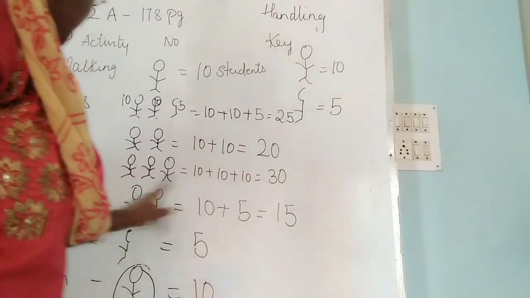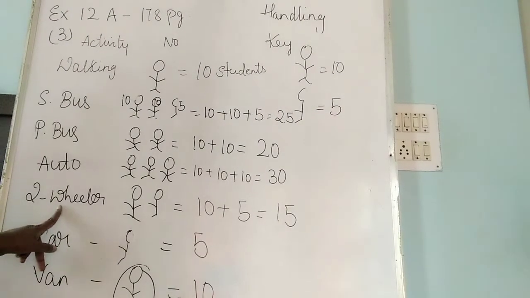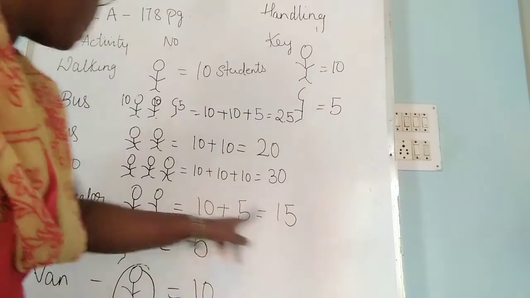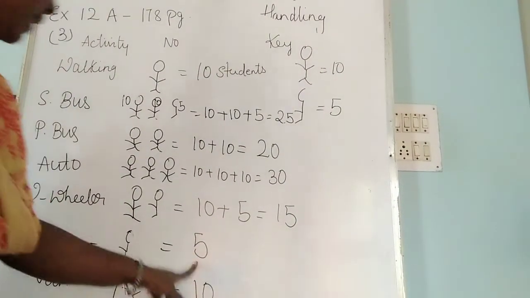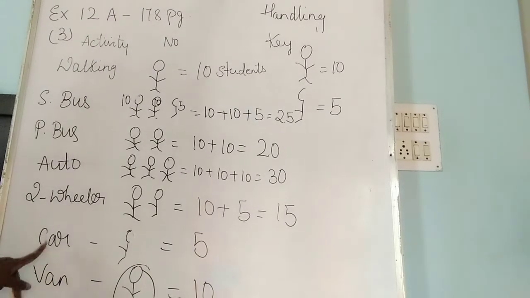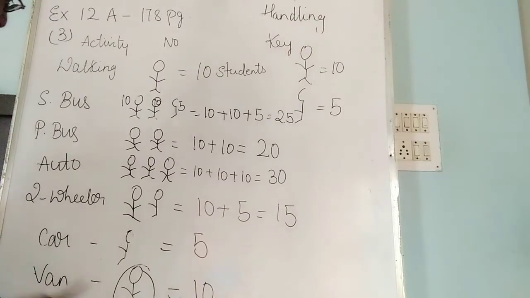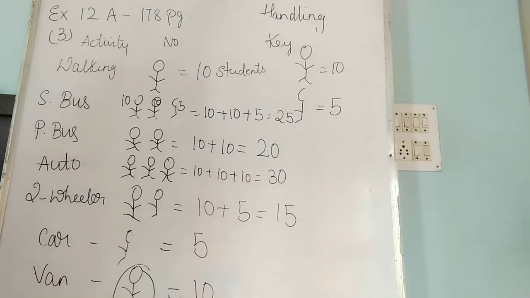15 students, they come using two-wheeler. It can be a bike, moped, scooty, Activa, anything. Okay. So 15 students come through two-wheeler. 5 students come using the car. And 10 students, they come through van.